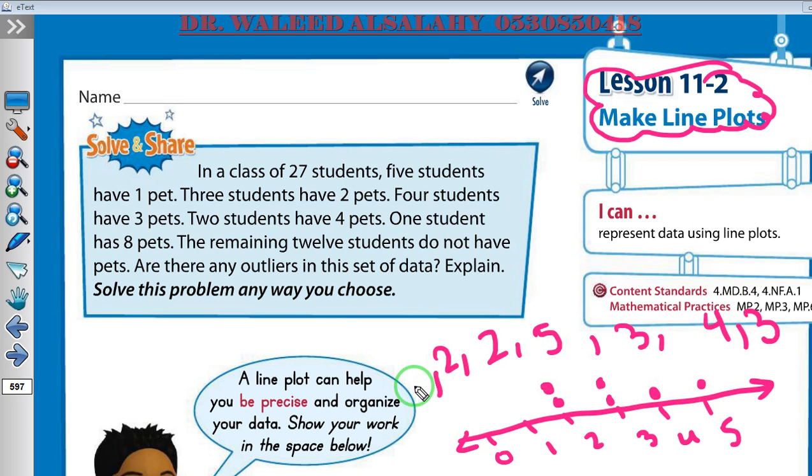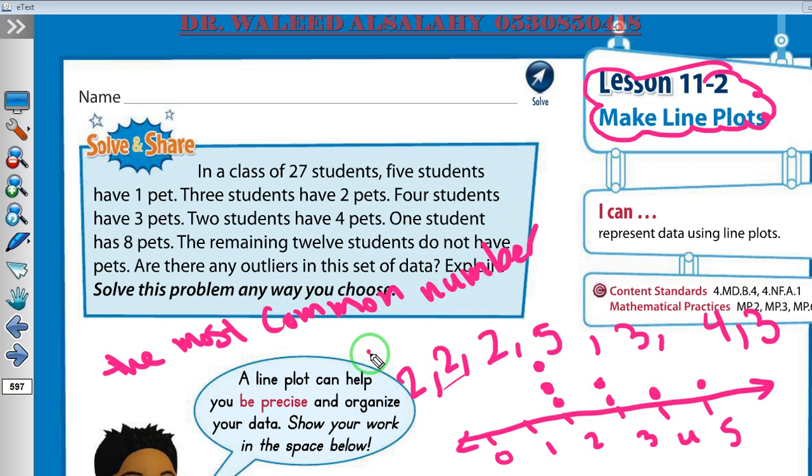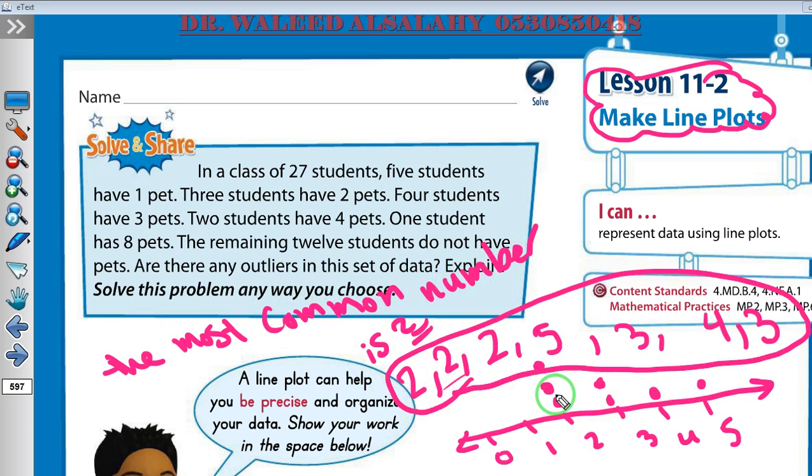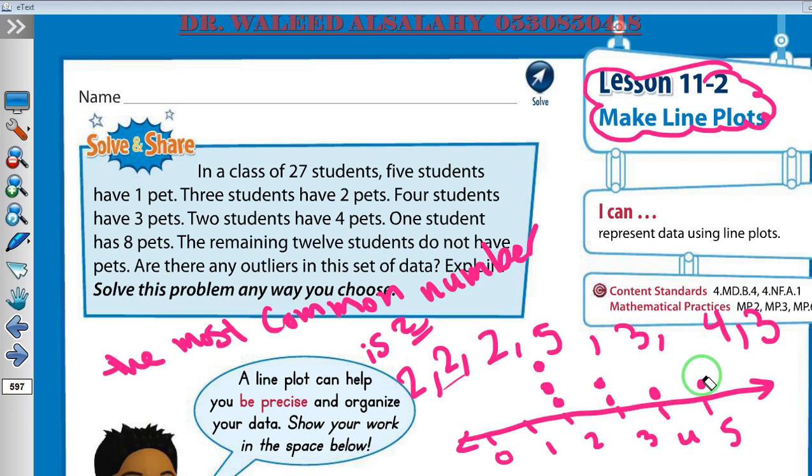If we add another 2 here, the 2 will be repeated 3 times, so we have to put 3 dots. That's why the most common number here, or the most repeated number, is 2. From the raw data, or from the numbers, we can see that the most repeated number is 2. From the line plot, you can see it is the one that has the most dots.